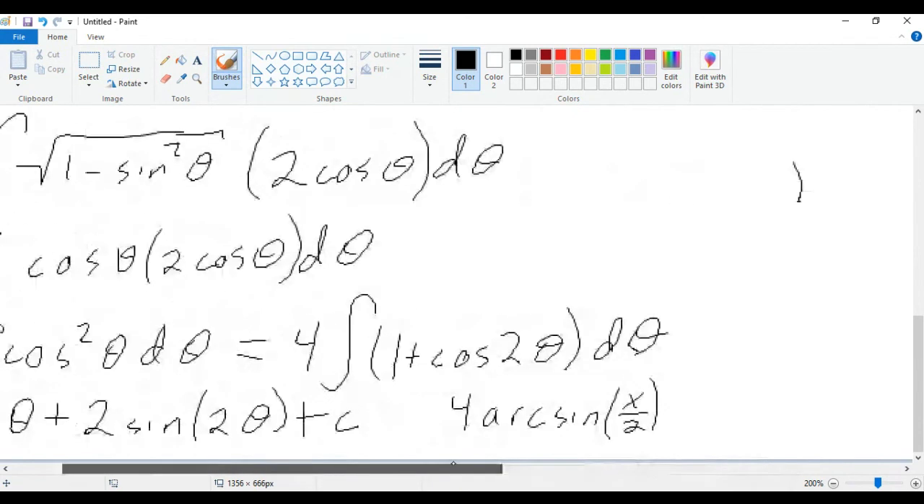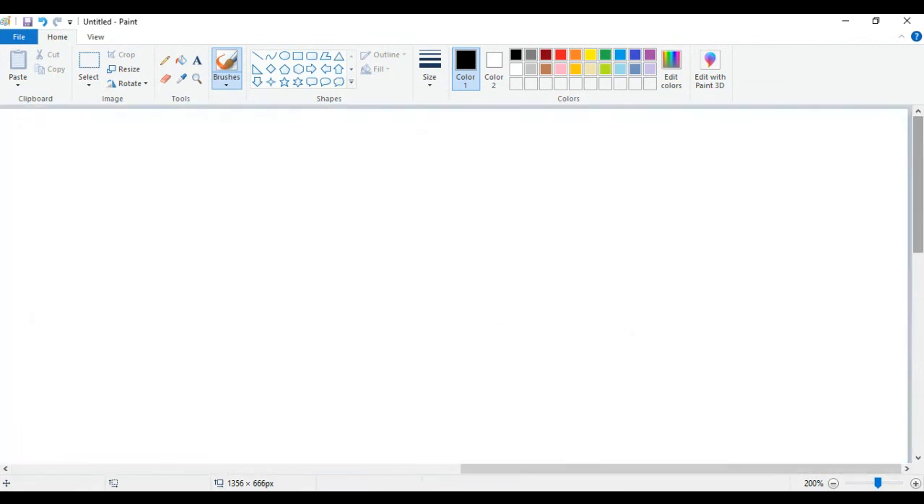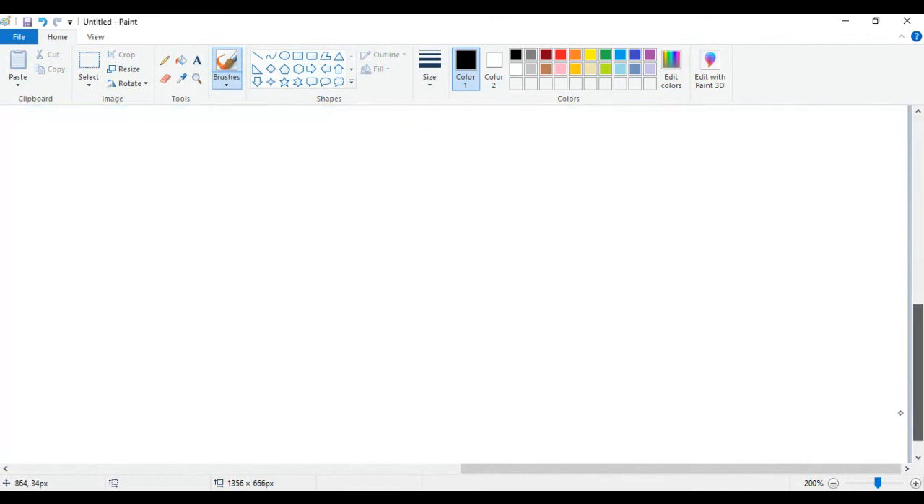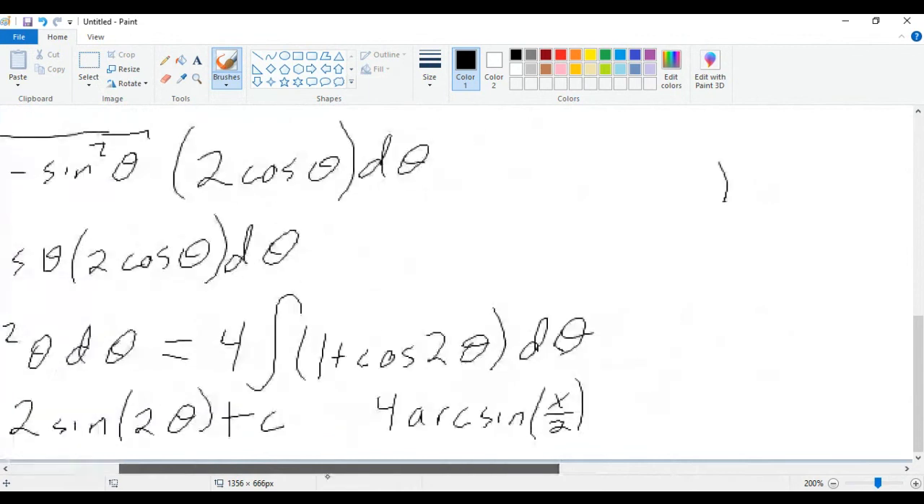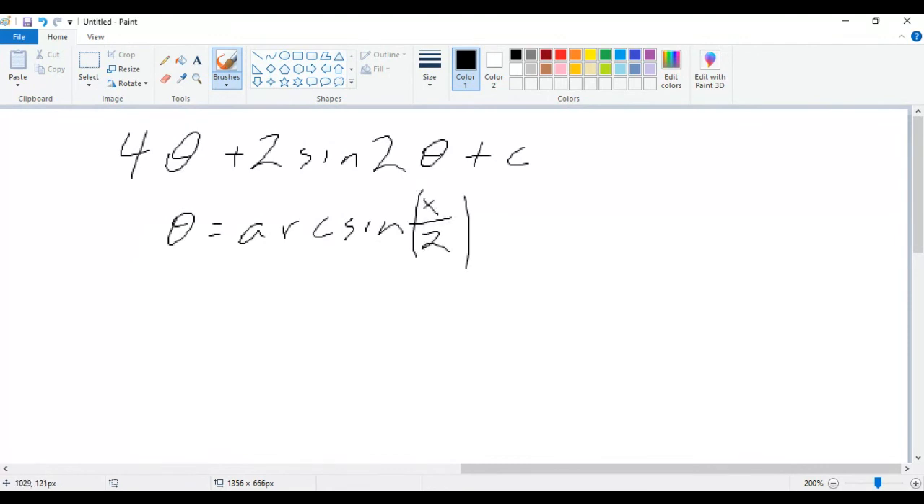We're going to need a bit more space. There's plenty of space over there. All right, I'm actually going to take this all the way over here, up to the top. We got 4 theta plus 2 sine 2 theta plus c. And we also know that theta is arc sine of x over 2. The problem is, if we plug this theta directly into the sine of 2 theta, our sine and arc sine won't directly cancel yet. So in this case, we need to use yet another trig identity.